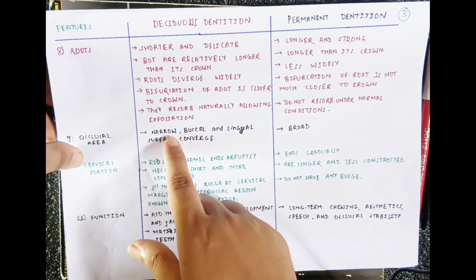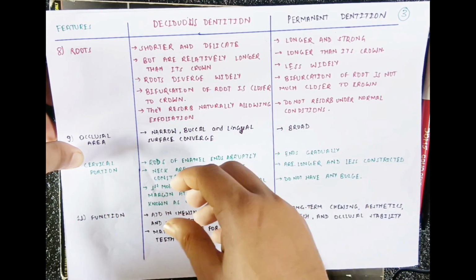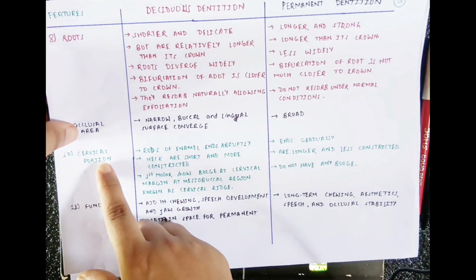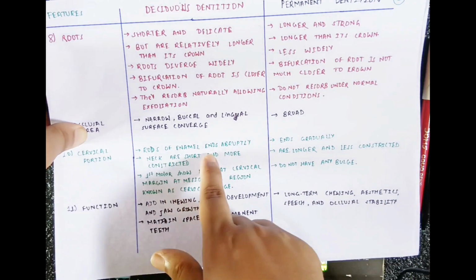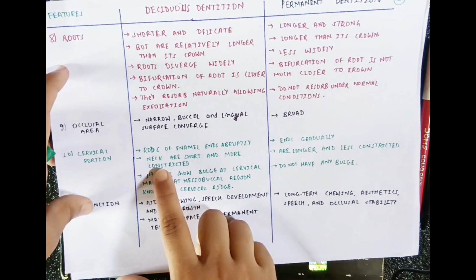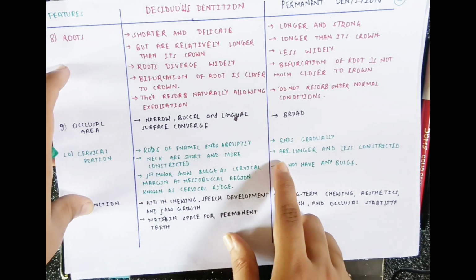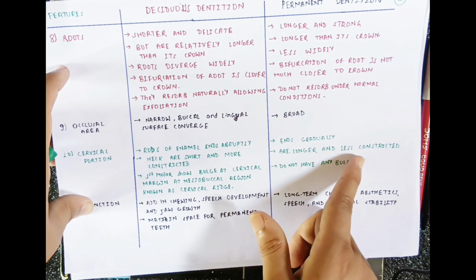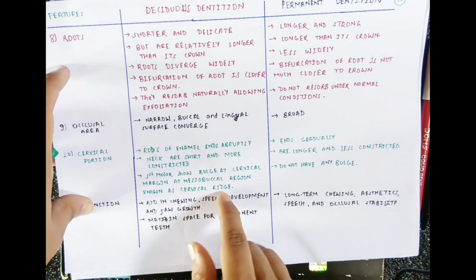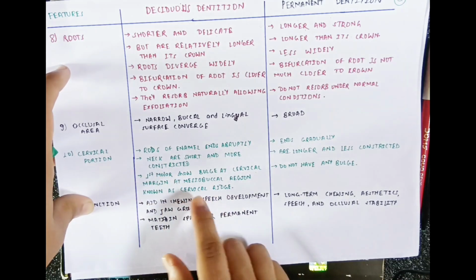The occlusal area is narrow because the buccal and lingual surfaces converge occlusally, but in the permanent dentition there is a broad occlusal area. Similarly, in the cervical portion, the enamel rods end abruptly here, and here the enamel rods end gradually. The neck is short and more constricted here, and longer and less constricted in the permanent dentition. And first molars show a bulge at the cervical margin in the mesobuccal region known as the cervical ridge. This is a characteristic feature of the first molar.